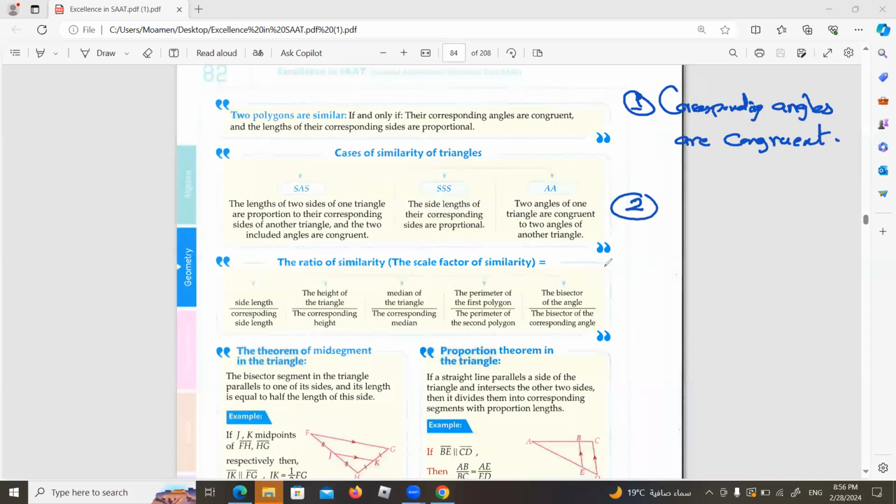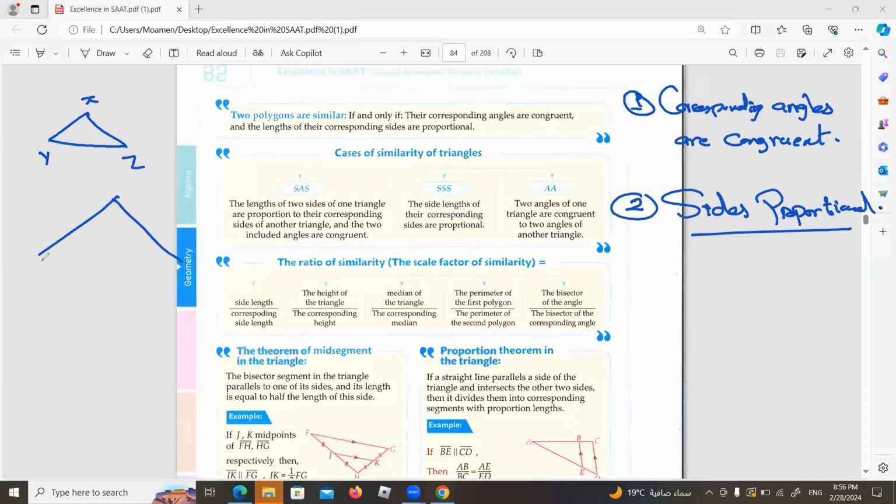Number two, the corresponding sides must be proportional. What is meant by proportional? This is what we will discuss now. How, mister? If we have a first triangle, for example triangle XYZ, and another triangle ABC.